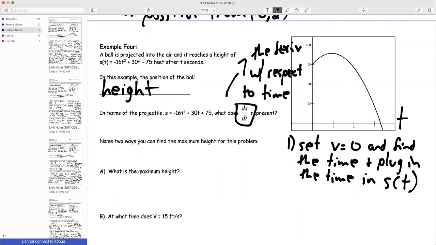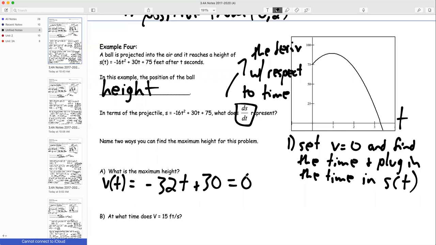So let's do that. I'm going to answer part A here. It says, what is the maximum height? I'm going to take my velocity equation. The velocity equation is going to be the derivative of the position. So that's going to give me negative 32t plus 30. If I take this equation and set it equal to 0, now I'm going to solve for t. That will give me the time when it's at its maximum height.